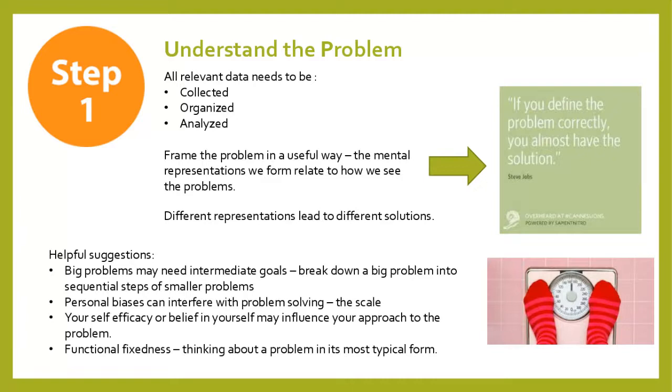And we also become very fixed in certain ways. So functional fixedness is thinking about a problem in its most typical form. By doing that, it makes our thinking quite rigid when we're fixated on, I need to solve this problem this way because this is the traditional way. Sometimes we need to look beyond that. So when we look to understand the problem, be aware of those different elements in how we perceive the problem.